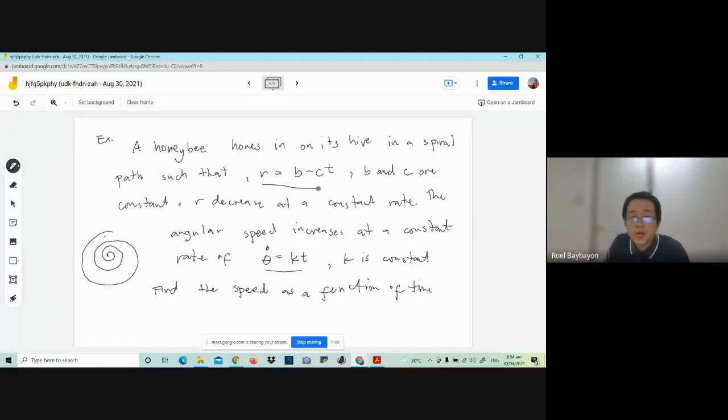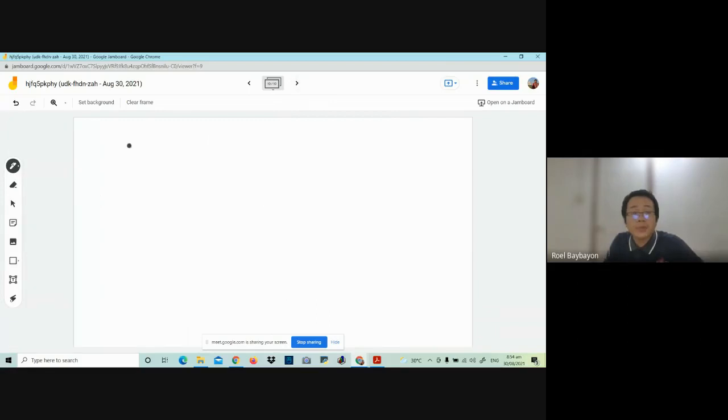Because given r and theta dot, theta dot is a constant rate, and r is also constant with respect to time. Okay? I can get the speed as a function of time, because I know that in plane polar, my v is equal to r dot e_r plus r theta dot e_theta.